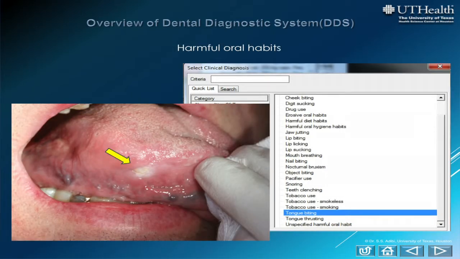Harmful oral habits are subcategorized on their own. This 45-year-old man presented to our clinic for a checkup and an unrelated condition. After review of the medical and dental relevant information during the comprehensive dental examination, this white spot, unknown to the patient, was discovered. When questioned about it, he revealed that he had a sore tongue a week ago when he woke up in the morning.